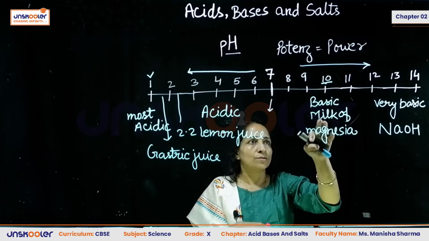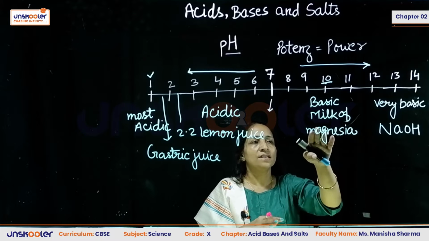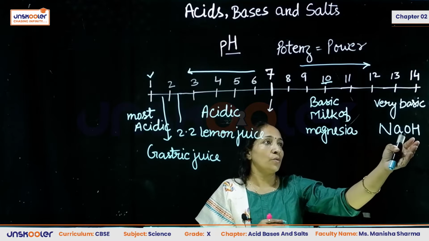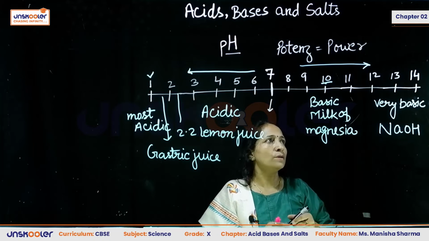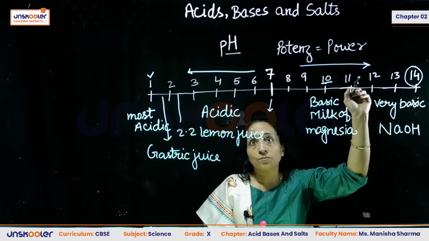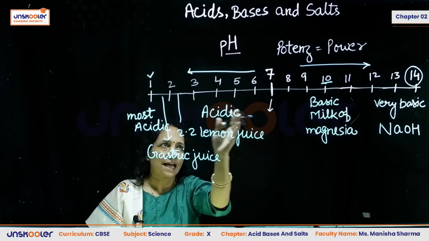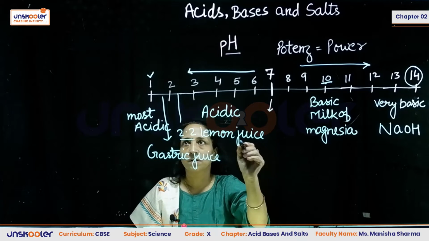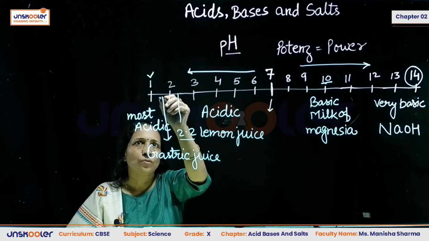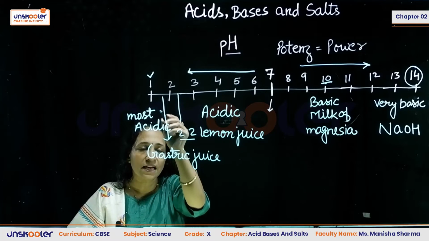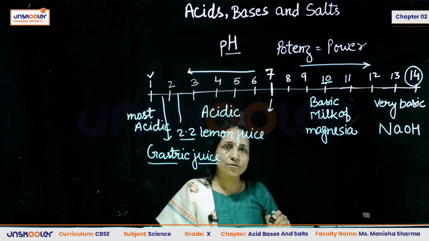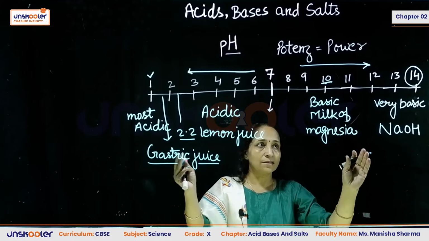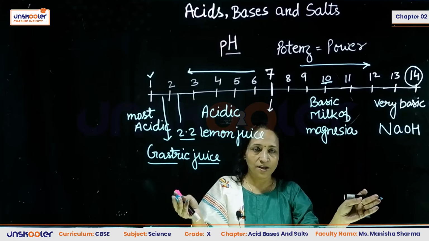pH 10 is basic, and an example is milk of magnesia. And very basic substances like NaOH show a pH of around 14. That is most basic. And if you look at the acidic side, around 2.2 is the pH of lemon juice, and 1.2 to 1.5 is very acidic. And gastric juices show a pH of around 1.2. So this is how it helps in our digestion.